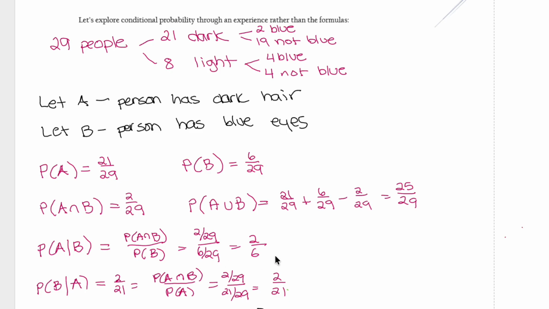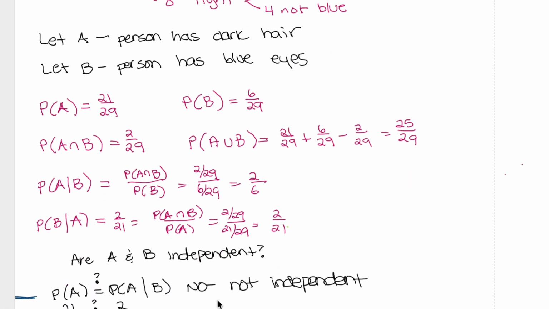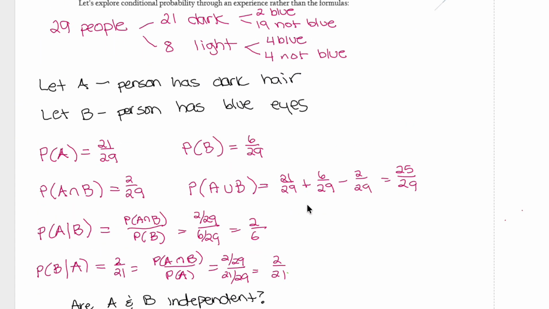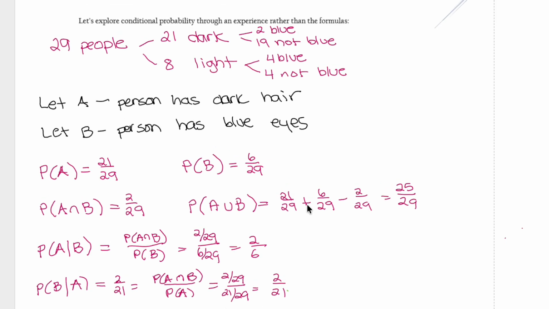It doesn't matter. The probability of B given A is the probability that a person has blue eyes given the person has dark hair. There are 21 people who have dark hair, and out of those 21 people, 2 have blue eyes. So we use 2 over 21. Or you can write it as 2 over 29 divided by 21 over 29, same thing as 2 over 21. So those are just some fun experiments from in-class activities using the formulas we just learned, and that's good.